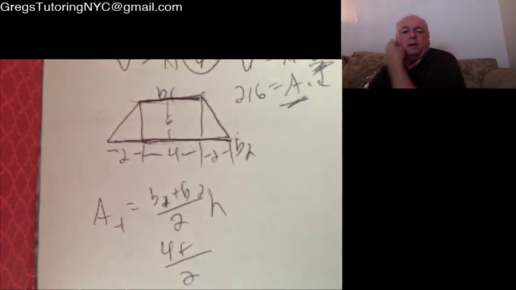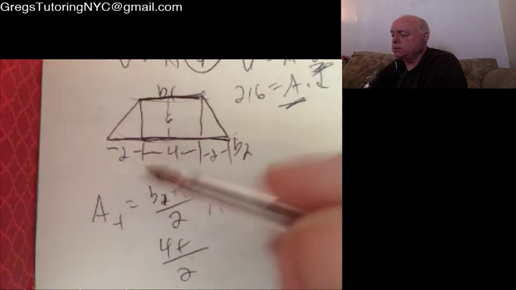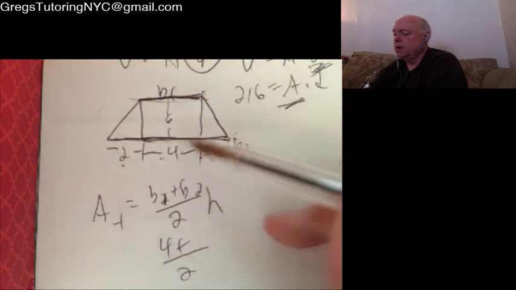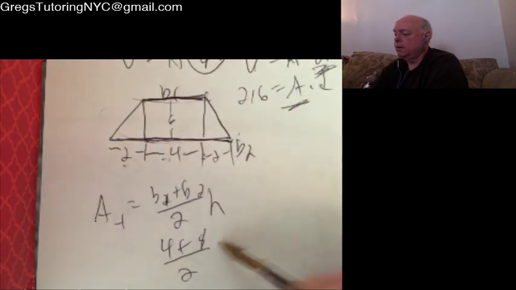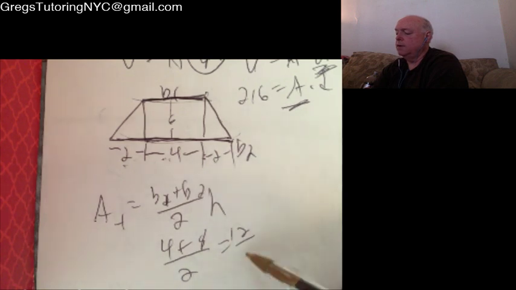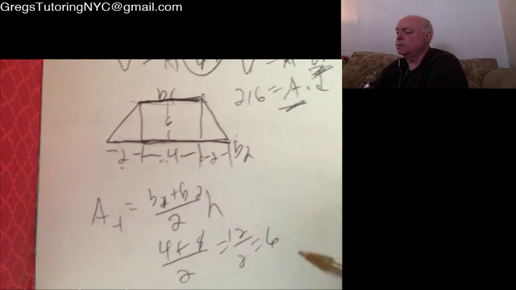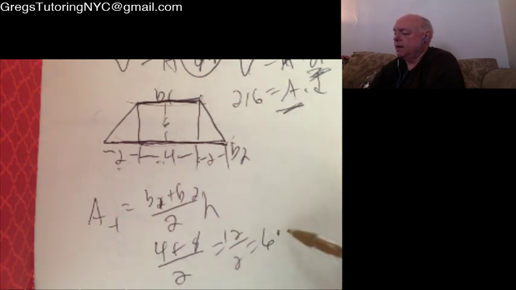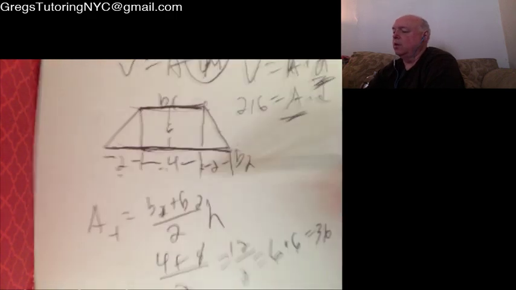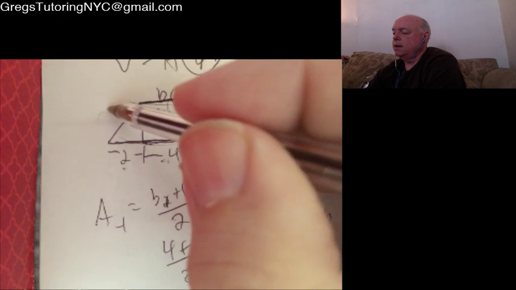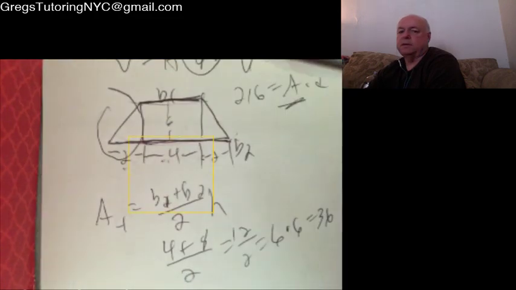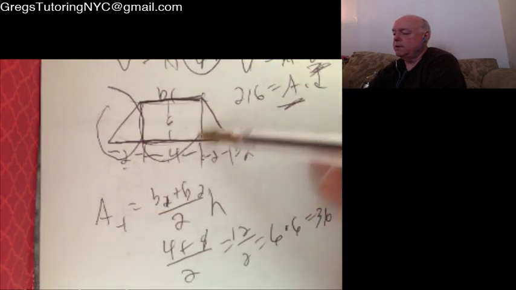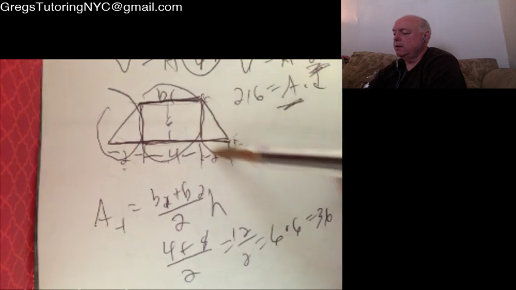Okay, there we go. So base 2 is the 2 plus the 4 plus the 2. So we get 6, we get 8, and we get 12 over 2, and we get 6. And that's going to be 6 times the height, which is 6. So we get 36. Okay, there was another way to do this, which is to get the area of this plus the area of this plus the area of this.